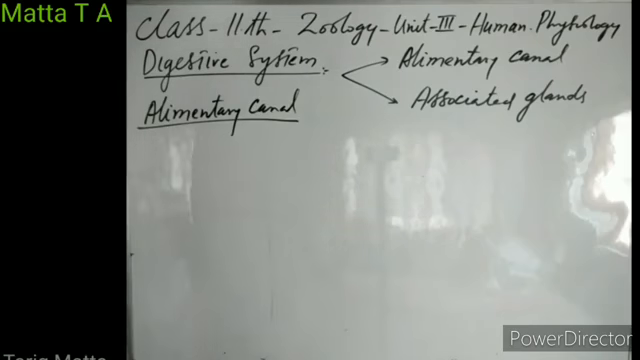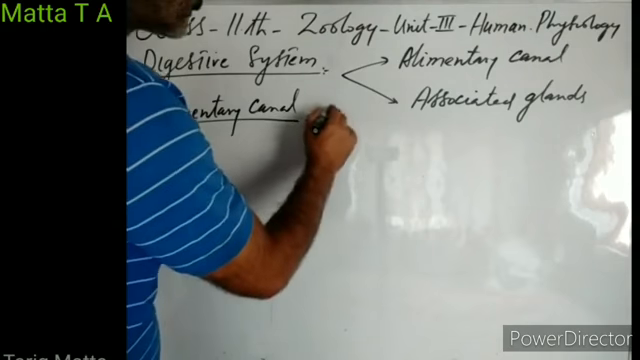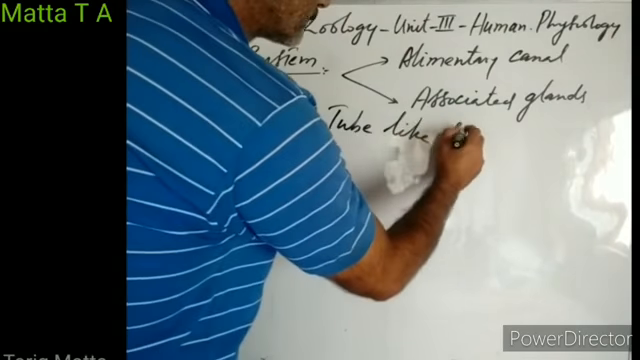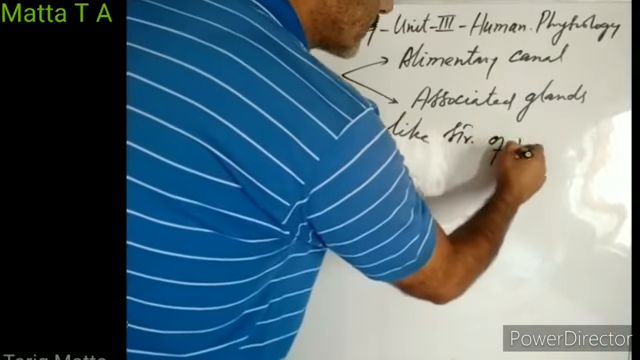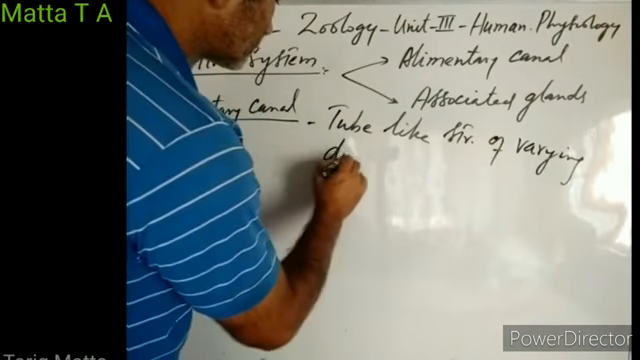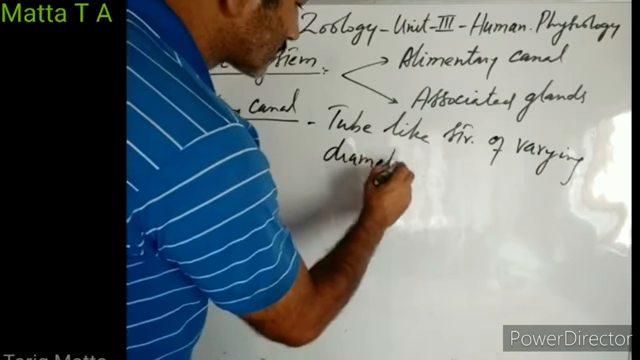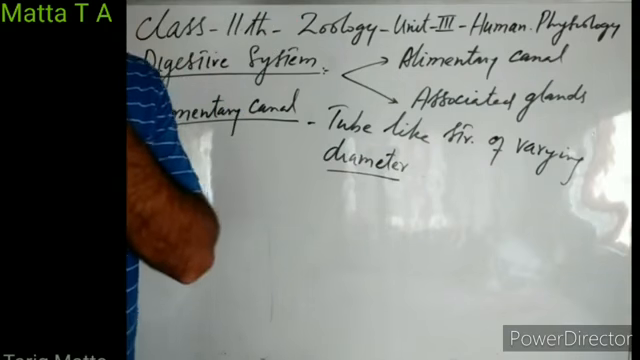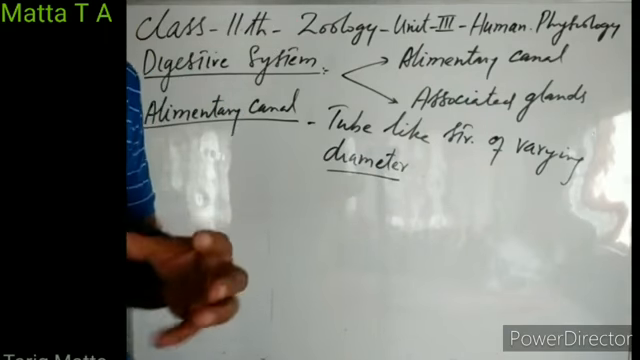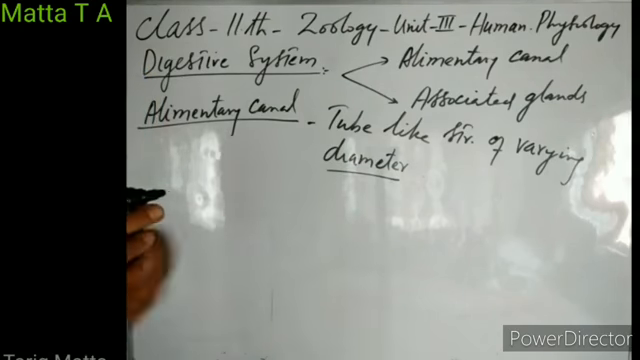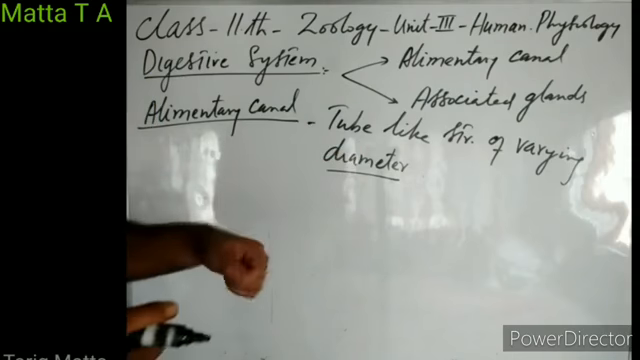You know this alimentary canal in human beings is a tube-like structure of varying diameters. So its diameter varies from one place to another. Esophagus is narrow, stomach is broad. Small intestine is narrow, large intestine is broad, right? So the diameter varies from one place to another.